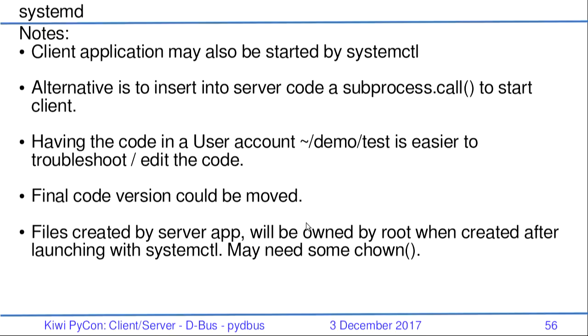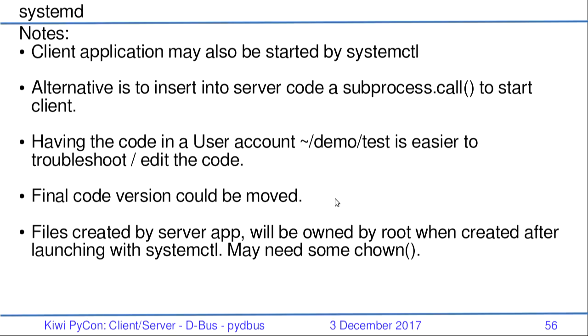Okay, so just some notes on systemd. Client applications may also be started by the systemctl module. An alternative is to insert into the server code a subprocess call to actually start the client. So as you come up, you start the server through systemd and then do a call within that code to start your client. Having the code in a user account means that you can edit the code without having to have privileges and things like that. So for debugging purposes, it's a lot easier to keep things in your local account before you move it system-wide. So maybe your final version, you move.